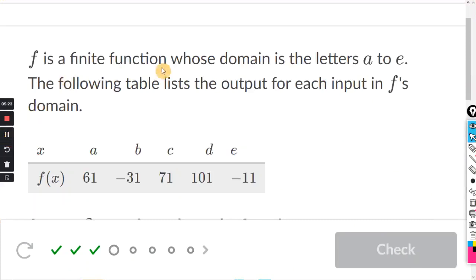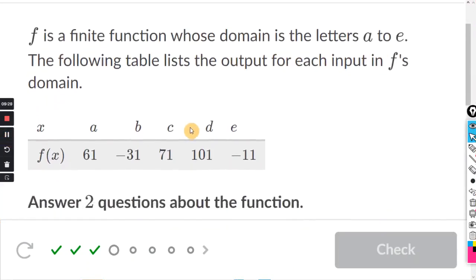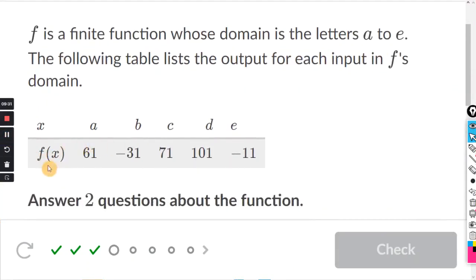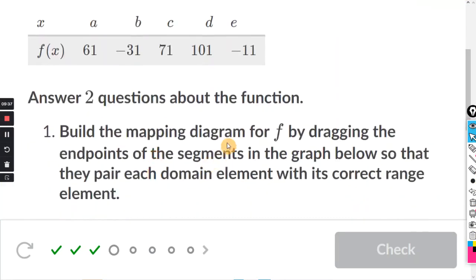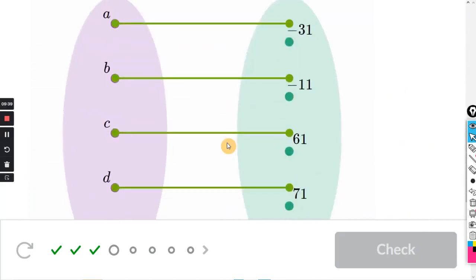F is a finite function whose domain is the letters a to e. The following table lists the output for each f's input in f's domain. So this is the function f of x. We have the x's and the y's. Answer 2 questions. Build the mapping diagram. So just a click and a drag.